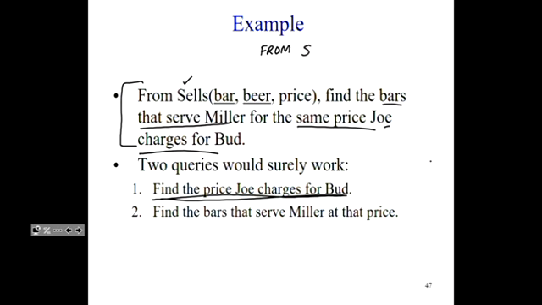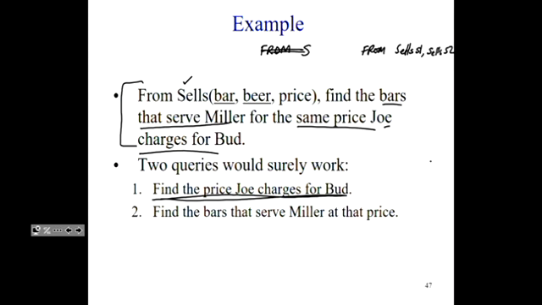the same relation, because you want to find the bars that serve Miller and the price that Joe charges for Bud. These are two separate tuples in that relation. In order to be able to make this comparison, I need two different copies of cells, right? So I would start with, let me write it here, from cells S1, cells S2. Okay, so that's good. So we have the first step done.